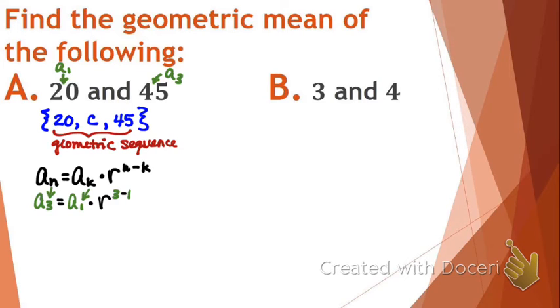A sub 3, the third term in the sequence. What is the third term in the sequence? 45. So 45 is equal to, what's the first term in this sequence? 20. Times r to what power? R to the second power, r squared.